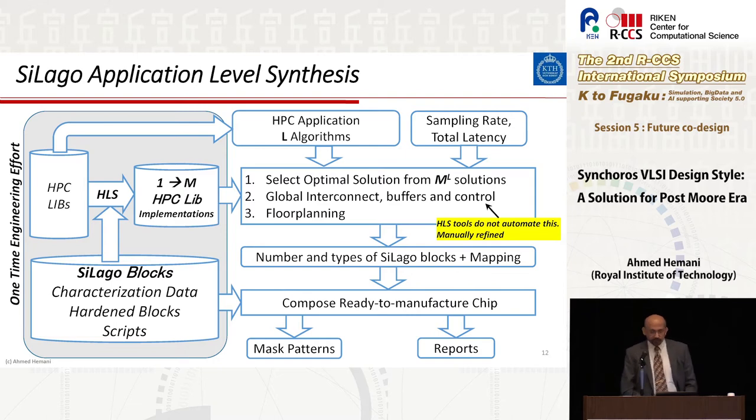Now, how is this being used? We have a proof-of-concept tool, and during the panel, I'll show you another, more evolved version of this tool. So you have created a platform in terms of the different types of Selago blocks. You have that post-layout data, you have some scripts. Now this is used to compile all your HPC libs into a library. Each element here, each function here, each algorithm here is implemented in M different variants, architectures, parallelism. And then you use the same list to compose your HPC application, high-performance applications, which could have L algorithms, which essentially means that there are M raised to L possible solutions.